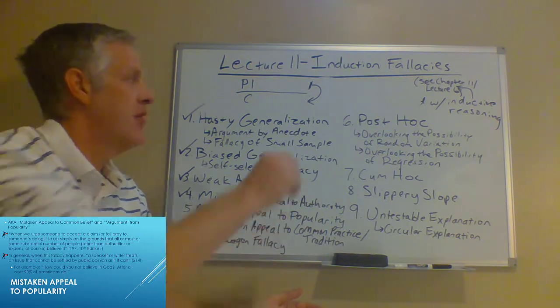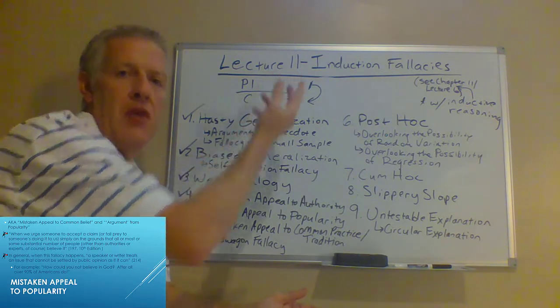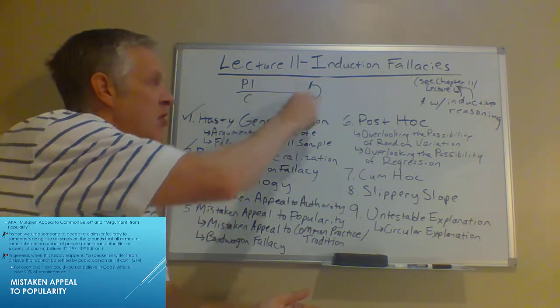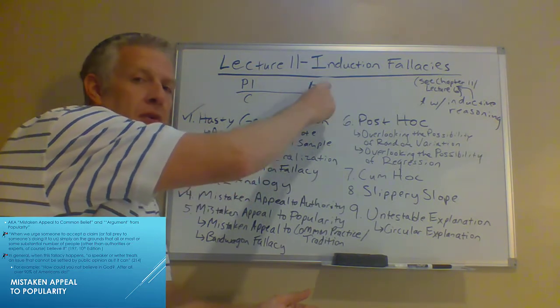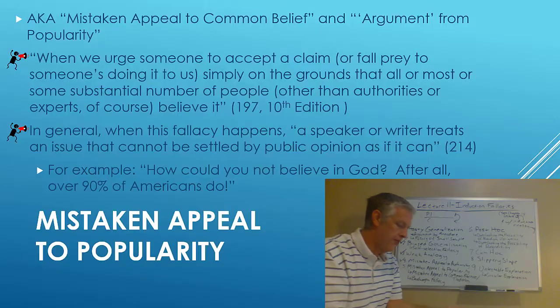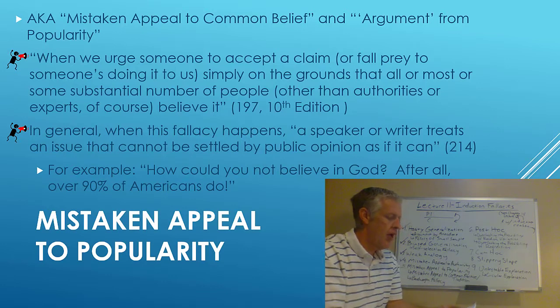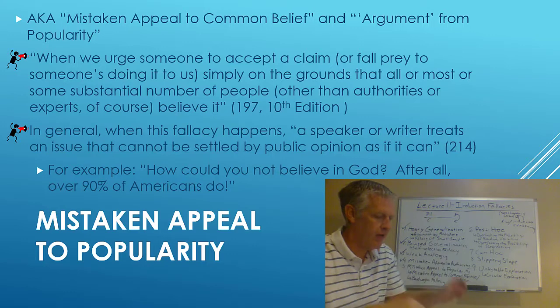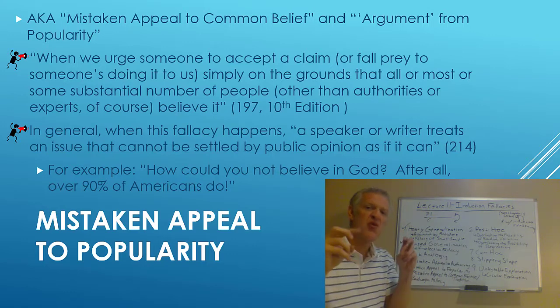Okay, so the idea is, well, hey, this is popular, therefore you should also believe it or do it or whatever, right? Just that in itself, just because this is popular, isn't itself evidence for jumping on board with it. So, as I mentioned at the top of slide 7, it's also known as mistaken appeal to common belief, and argument in quotes there, from popularity. Again, we're not actually dealing with an argument here. It's a pseudo argument. Okay?